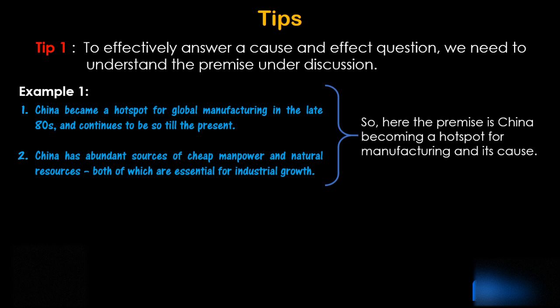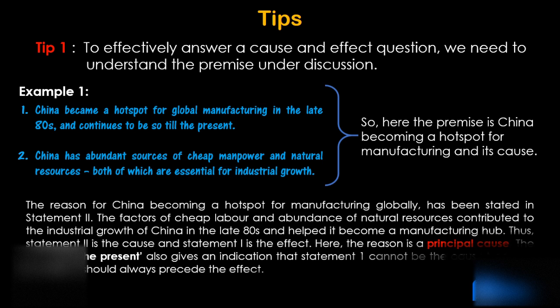So, here the premise is China becoming a hotspot for manufacturing and its cause. The reason for China becoming a hotspot for manufacturing globally has been stated in statement 2. The factors of cheap labor and abundance of natural resources contributed to the industrial growth of China in the late 80s and helped it become a manufacturing hub. Thus, statement 2 is the cause and statement 1 is the effect. Here, the reasoning is a principal cause. The words till the present also give an indication that statement 1 cannot be the cause because the cause should always precede the effect.